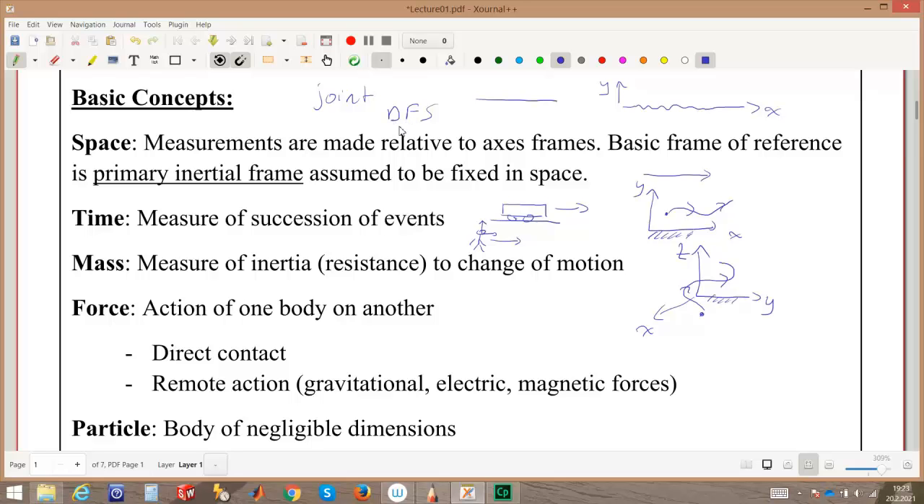their appearance to us will be more fixed. In the first years of navigation, people used this type of distant fixed star frames to find out where they were around the Earth, and how they were moving relative to these distant fixed stars. Anyways, a measurement done with respect to a primary inertial frame or fixed frame would be called an absolute measurement. Time is the measure of succession of events.